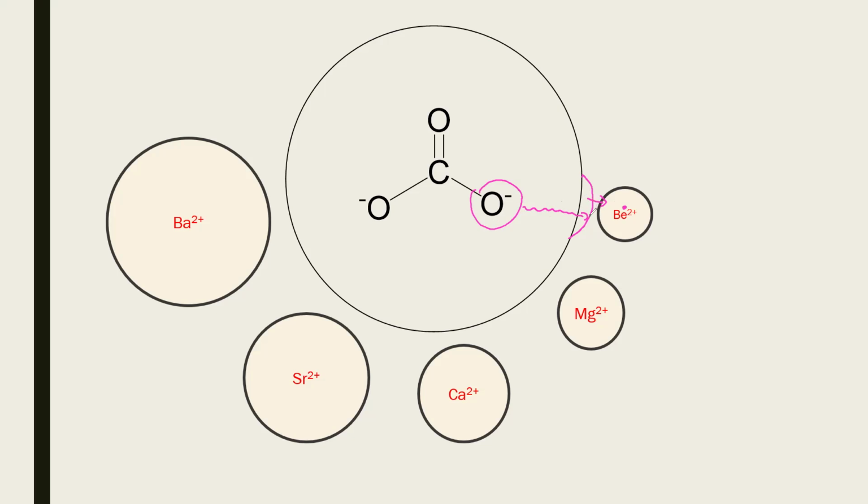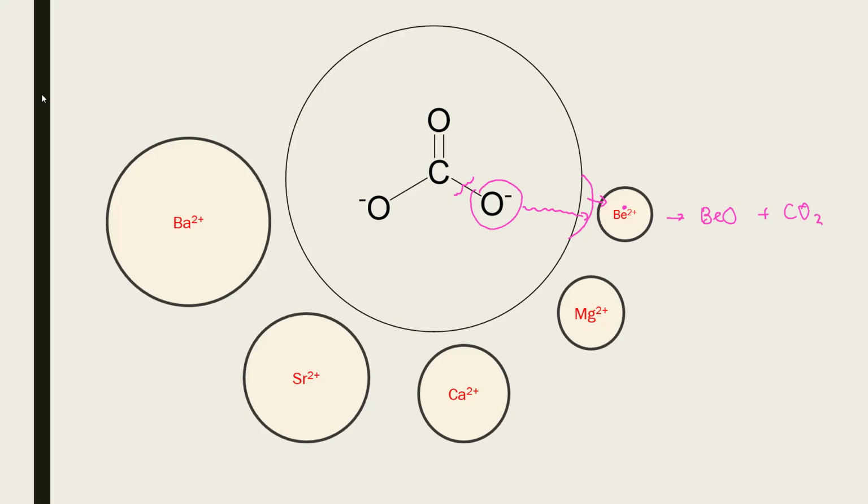The high charge density, that is the high polarizing power of the beryllium, is able to distort the electron cloud close to it, hence weakening the bonds, let's say in a carbonate the C-O bonds, making them easier to break. As a result, you form beryllium oxide plus carbon dioxide. So in terms of sentences or a paragraph, how are you going to explain that?